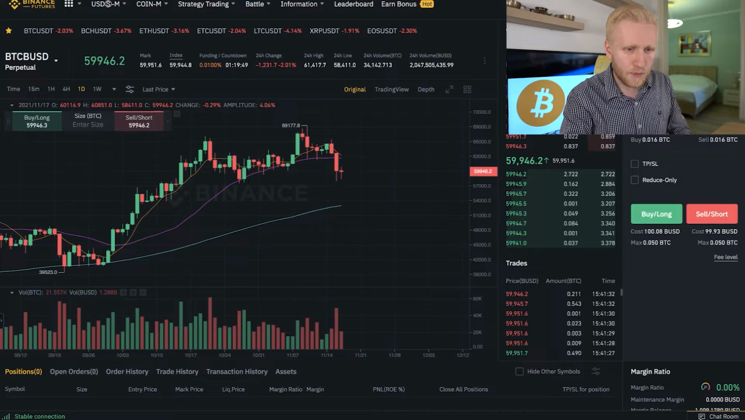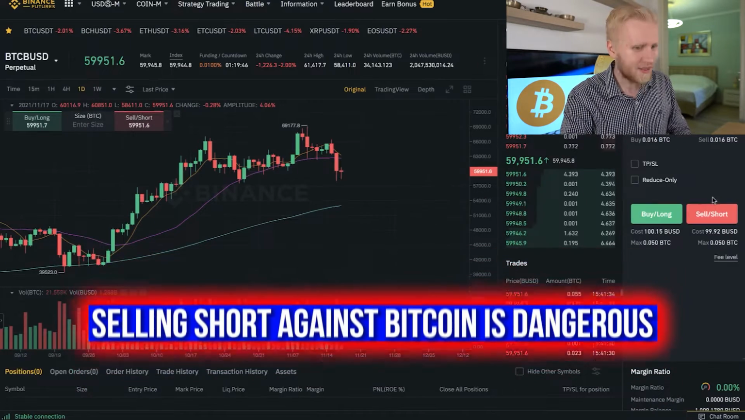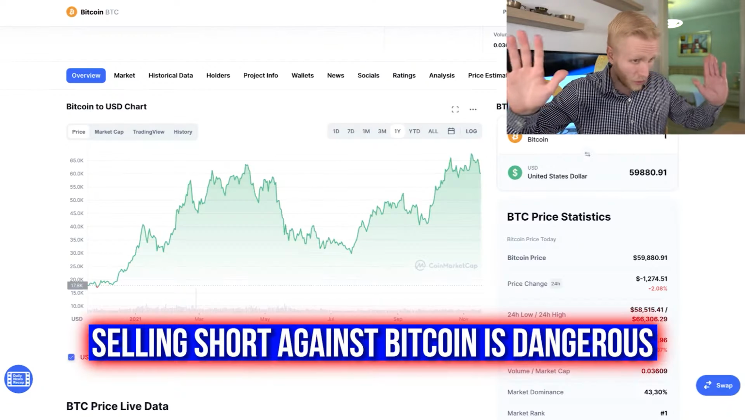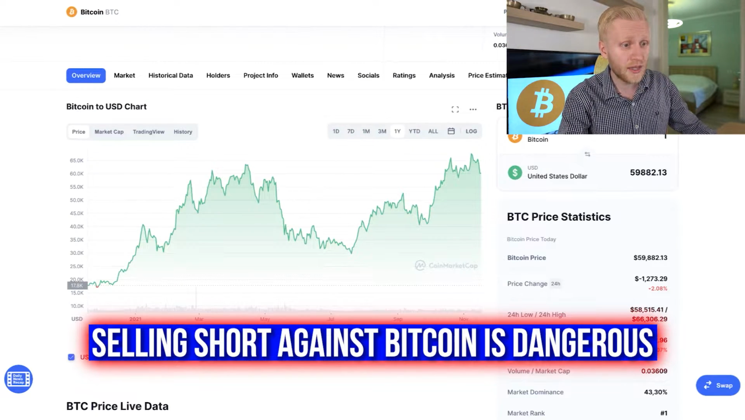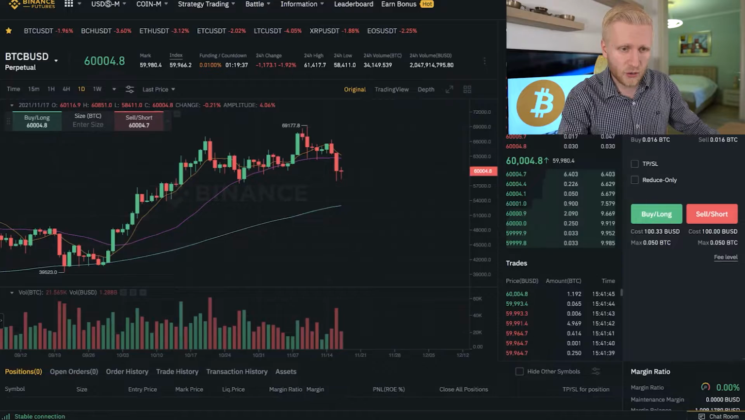That is because some people have been selling short. So selling short is really risky. Of course, this is not investment advice. I'm just telling what is risky and what is not. Alright, so let's set this up.